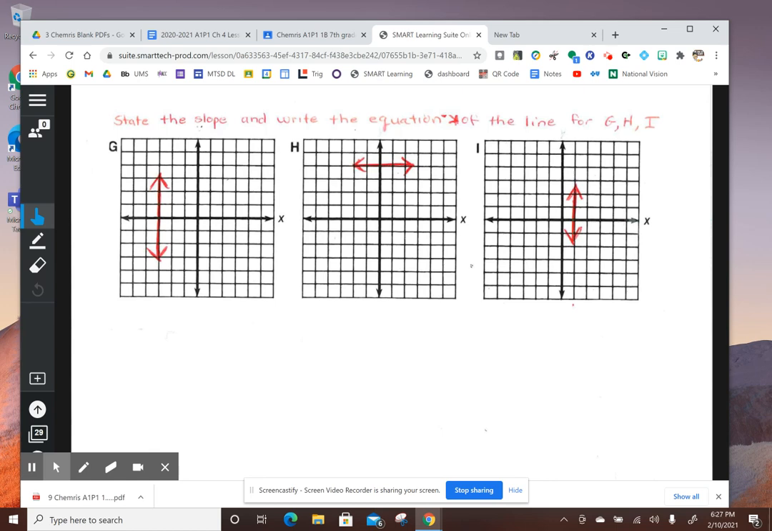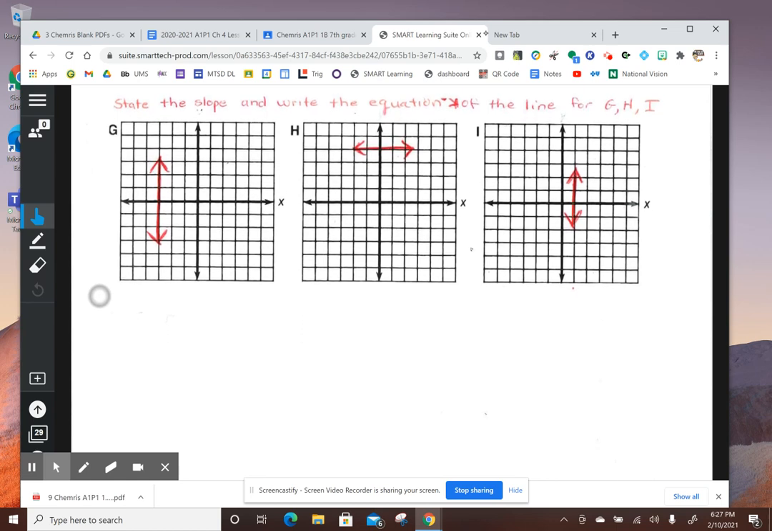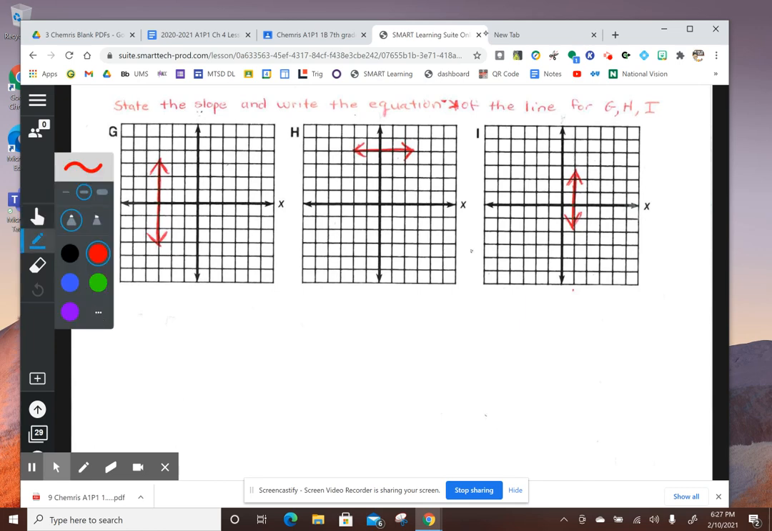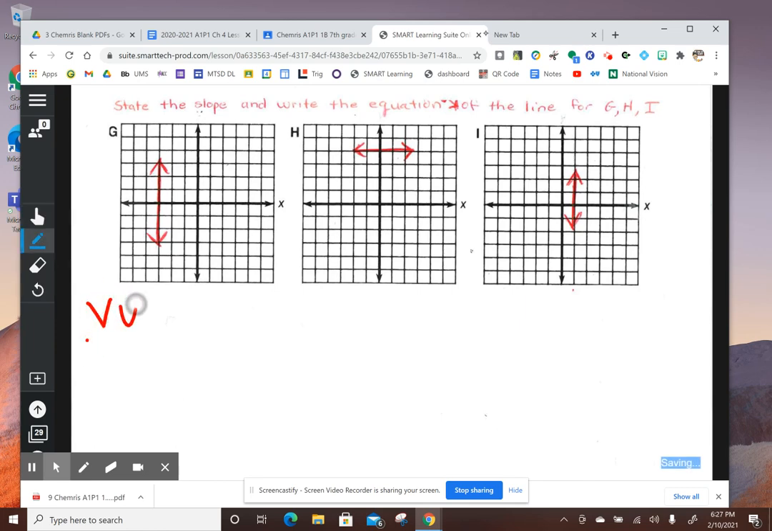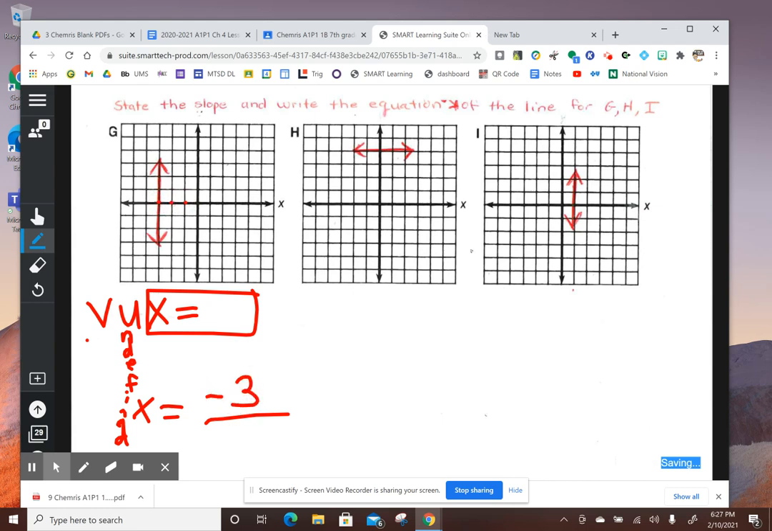These are our special cases. So when it's a vertical line, right? This is vertical. We think of VUX. And VUX ends in x equals. So I know my equation's going to be x equals something. I know my slope is undefined. So what does x equal? X equals 1, 2, negative 3. So my equation is x equals negative 3.